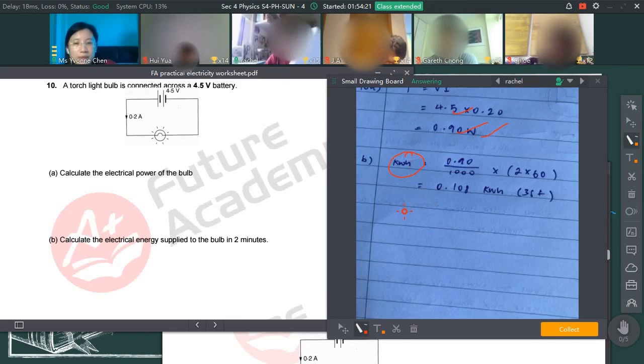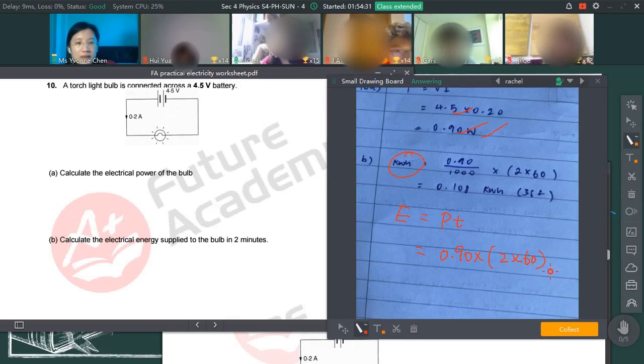So for part B, they say electrical energy. So normally we use power multiplied by time. So it is 0.90. In 2 minutes, there are 2 times 60 seconds. So you get the final answer. But you tried to do kWh, but this one is not in hours. This is in seconds. You get what I mean, right?